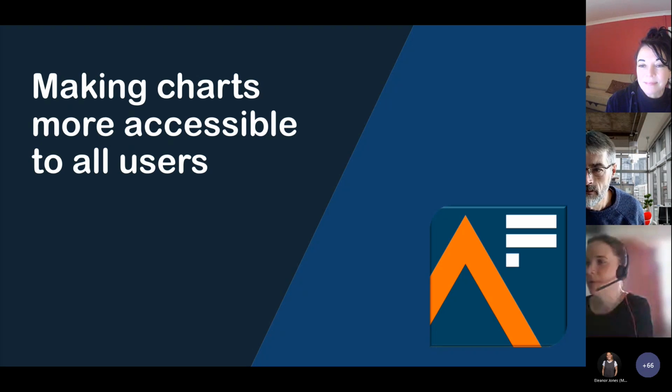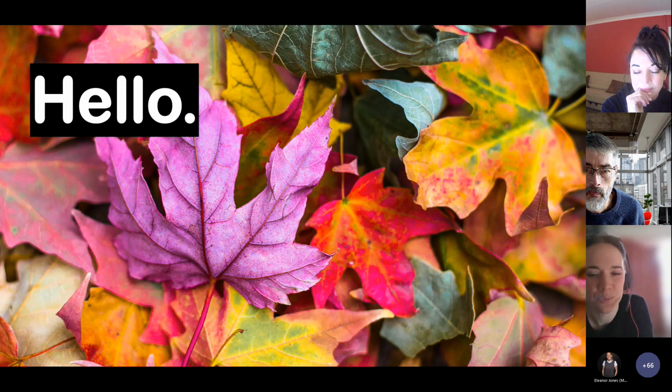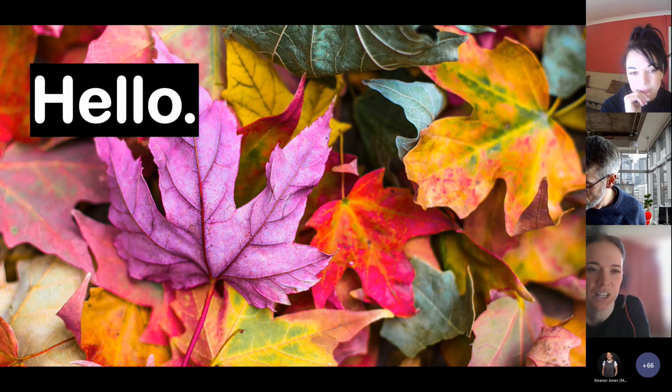So first of all, making charts more accessible to all users. Just to introduce who I am, my name is Hannah Thomas and I work for the analysis function in government. I'm based in the ONS, but my work is very cross-government facing. We're here to help anyone across government working on data, stats or analysis.